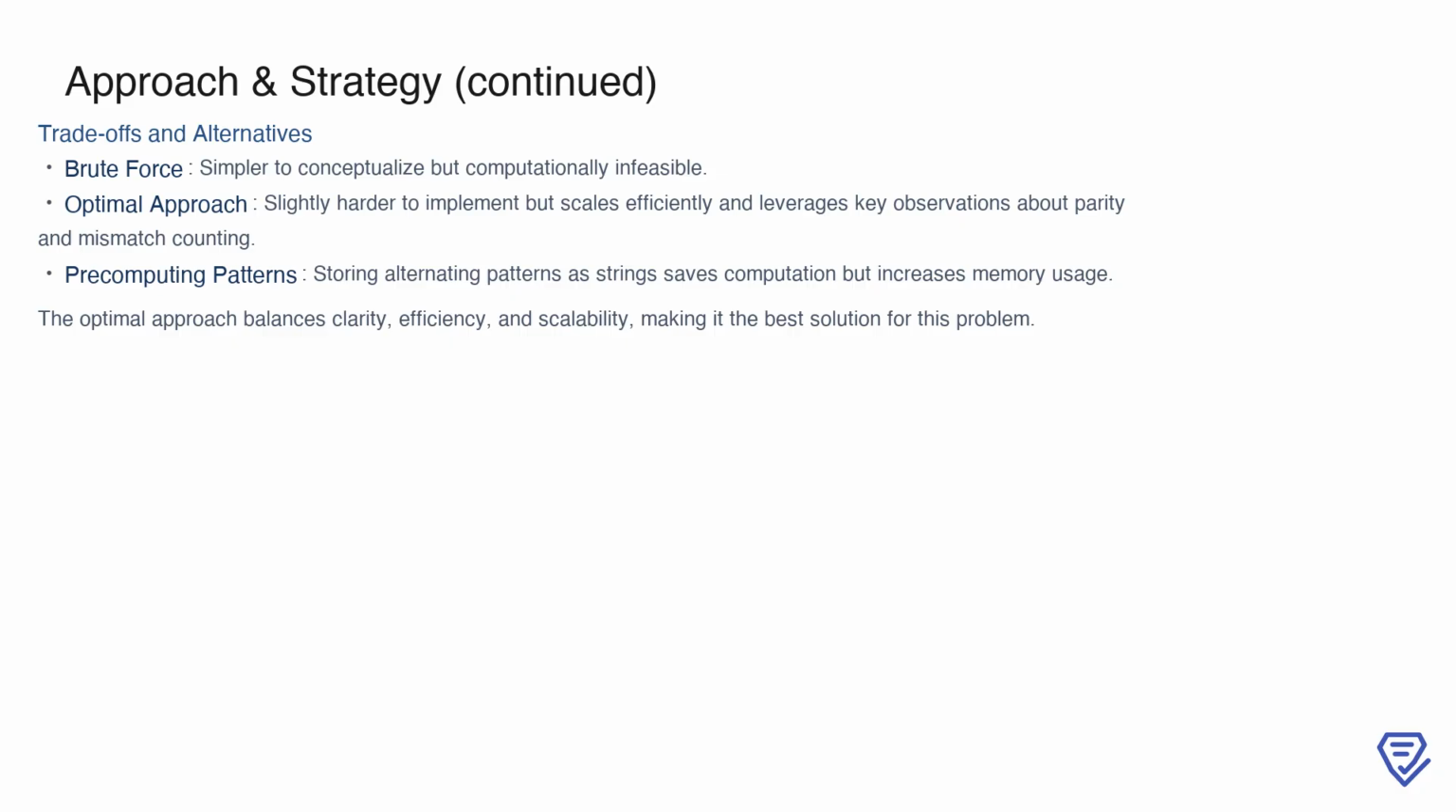The brute force method, while simpler to conceptualize, is computationally infeasible due to its quadratic time complexity, making it unsuitable for large inputs. On the other hand, the optimal approach, though slightly more complex to implement, scales efficiently with the input size and leverages key insights about parity and mismatches. Additionally, while pre-computing the alternating patterns can save computation time, it increases memory usage, which may be a concern for very large strings. Overall, the chosen optimal approach balances clarity, efficiency, and scalability.